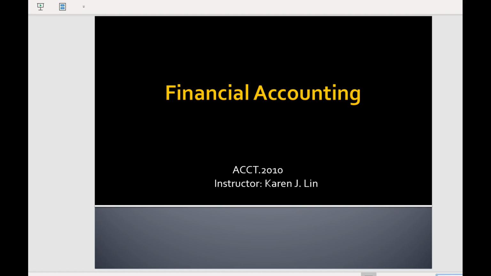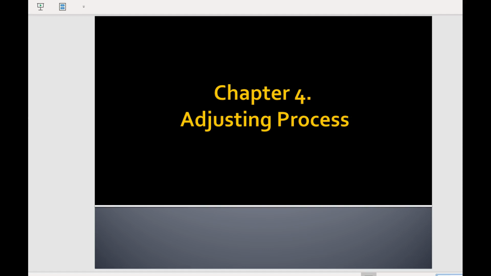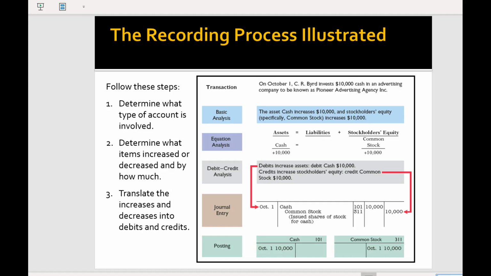In this week, we are discussing two chapters of materials. I'm going to start with Chapter 4, Adjusting Process. In the past chapters, we discussed how we analyze certain transactions and formalize them in a debit and credit format, which is our journal entry.